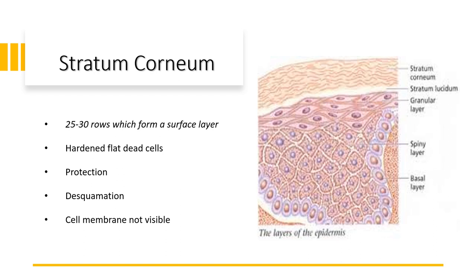The stratum corneum is the outside surface layer of the skin, and it's about 25 to 30 rows of skin that make up the stratum corneum. The hardened, flat, dead cells are there for protection. And desquamation is the term given to the sloughing off of dead skin. And as this dead skin is sloughed off, then the basal layer at the very bottom of the five layers pushes the different skin layers up to the top. So the cell membrane is not visible in the stratum corneum.